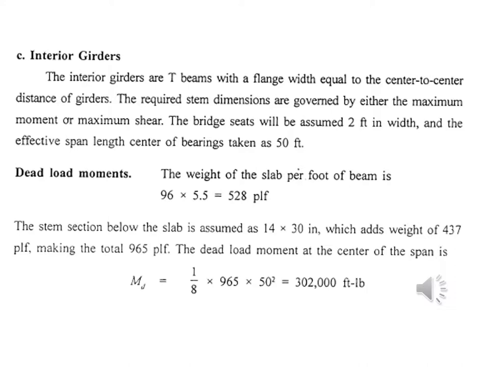The maximum moment at the center of the span is M equal to 1 by 8 multiplied by 965 multiplied by 50 squared, equal to 302,000 foot pounds.